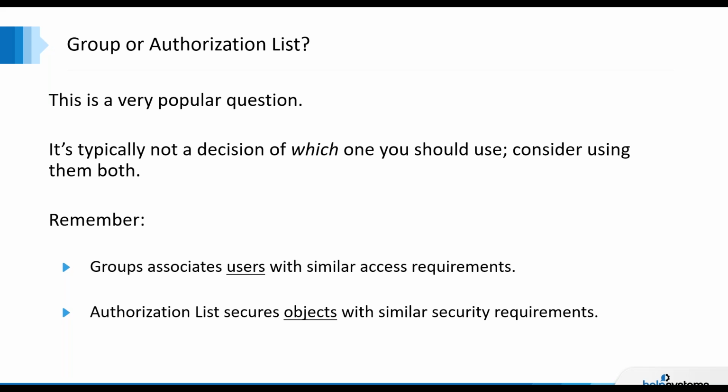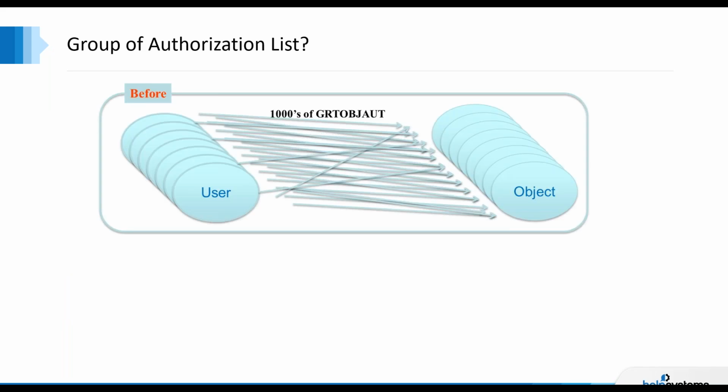Bearing in mind that group profiles are designed to associate similar users. Authorization lists are designed to help secure objects that have similar security requirements. So their concept is overall similar, but they're targeted at different types of objects.